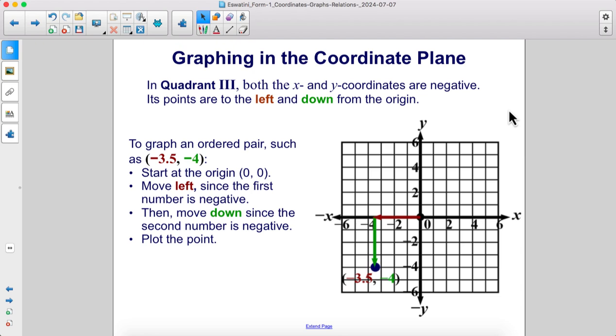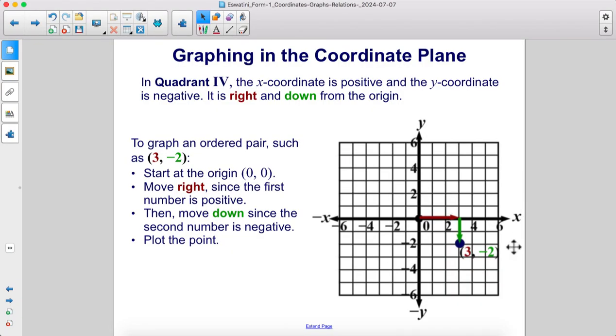In quadrant 3, both the x and y coordinates are negative. Its points are to the left and down from the origin. To graph an ordered pair, such as -3.5, -4, start at the origin, move to the left 3.5 spots, then move down 4, because that second number is negative, so we move down, and plot the point.